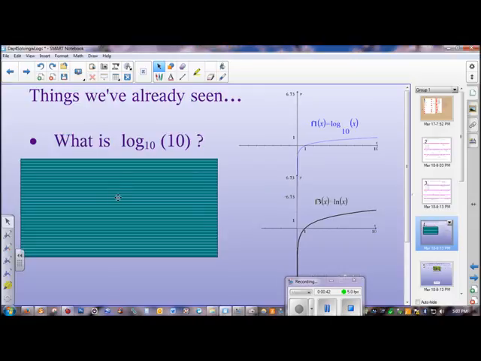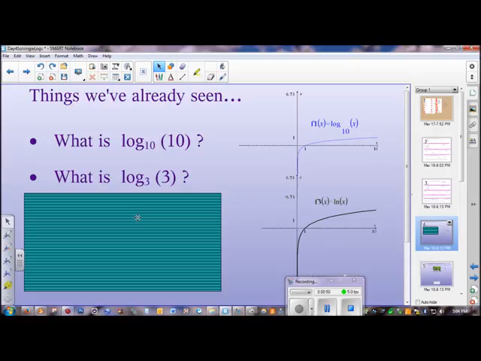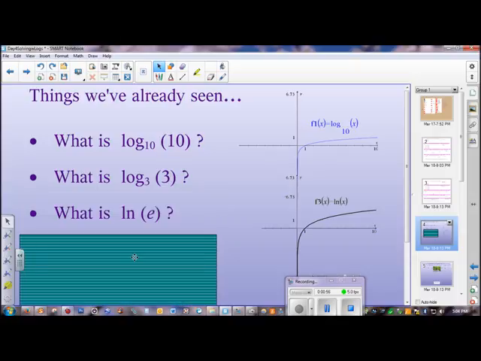A reminder of a few things we've already seen. First of all, on the left side of the screen, when the base of your logarithm and your argument match, your answer is always a 1. Here we've got the common log base 10 of 10 is equal to 1, log base 3 of 3 is equal to 1, and the natural log of e is equal to 1. Remember that a natural log has a base of e. So we're matching the bases and matching the arguments.